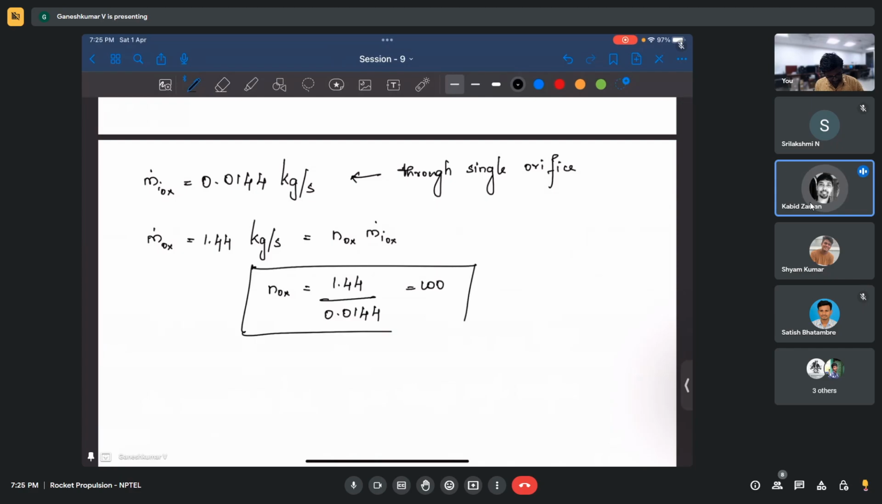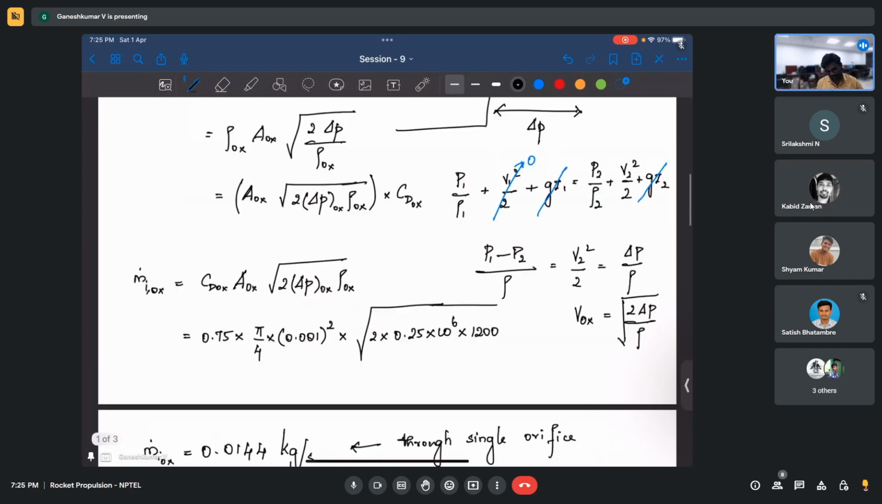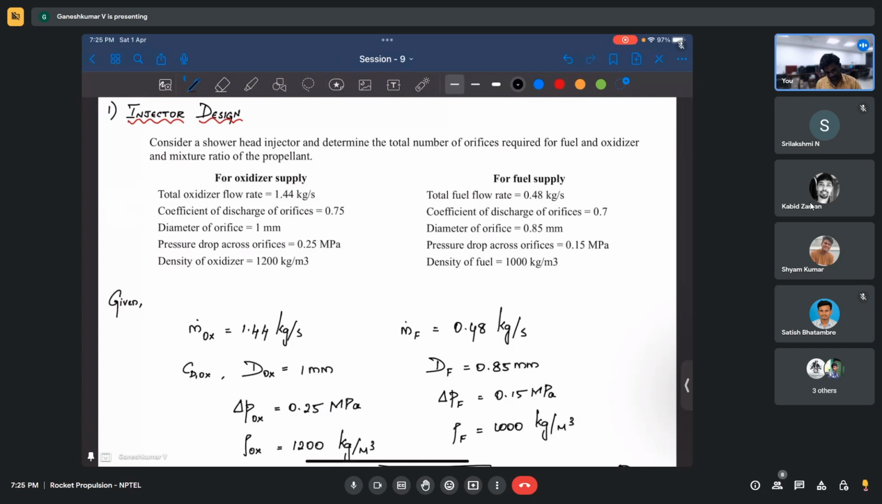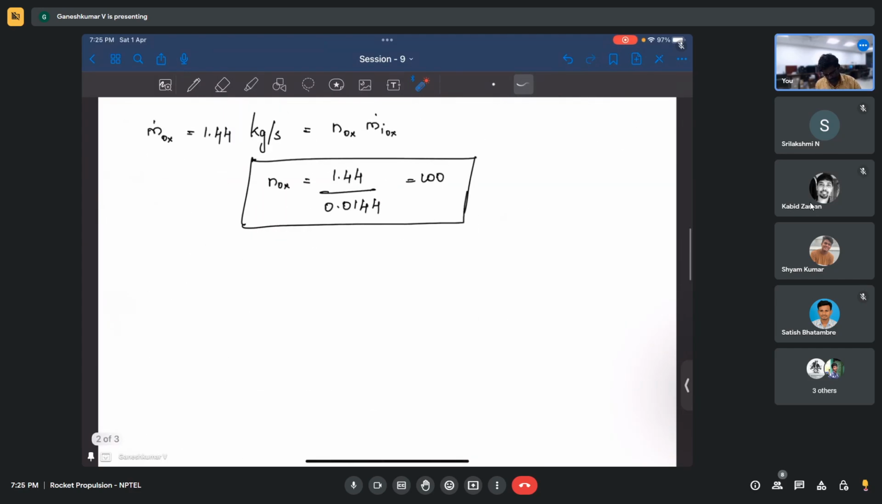Where did you get this 1.44 kilogram per second? It's given. The total oxidizer flow rate is given, and the total fuel flow rate is also given. All right. Sometimes you might get decimal values for this number, but you cannot have a decimal number of orifices, right? So you need to round off to the nearest integer.